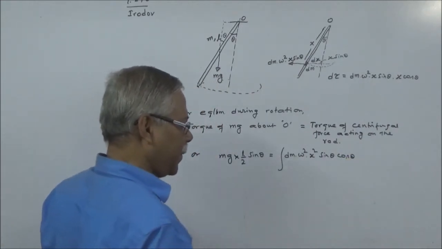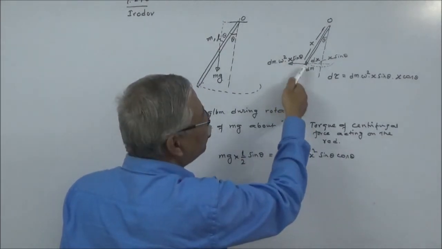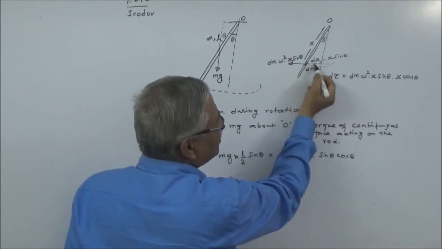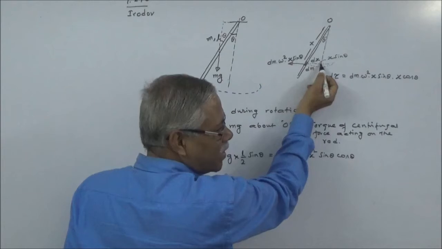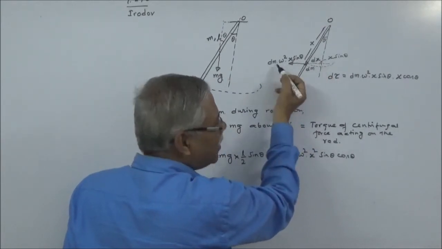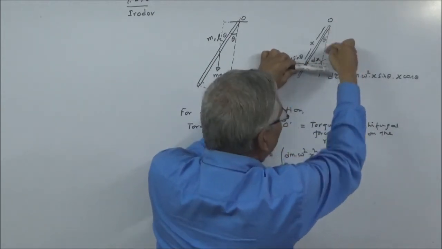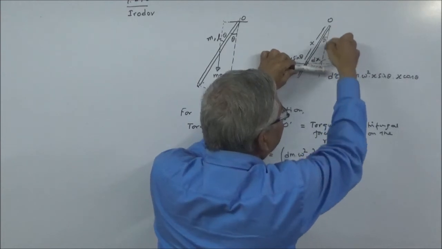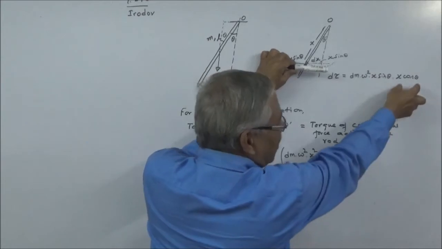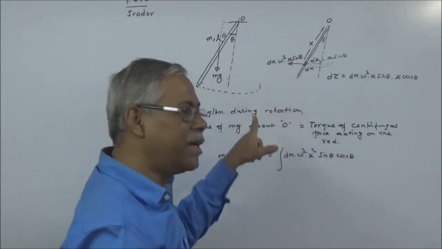Do you understand? The centrifugal force is dm omega square r. For this element, the radius of the circle is x sin theta, so the centrifugal force acting on this dm is dm omega square x sin theta. This is the force, and it is rotating about this point, so the perpendicular distance is x cos theta. So the total torque acting is this integration.